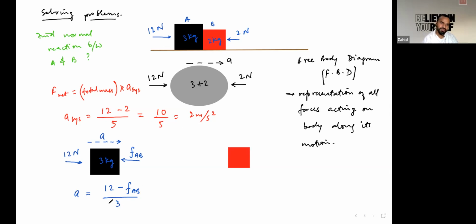So a is 2. If you move 3 to the other side, it will become 3 into 2, that is 6. So on simplifying it, you will get FAB equals 6 Newton. Is it clear to you all till this part?